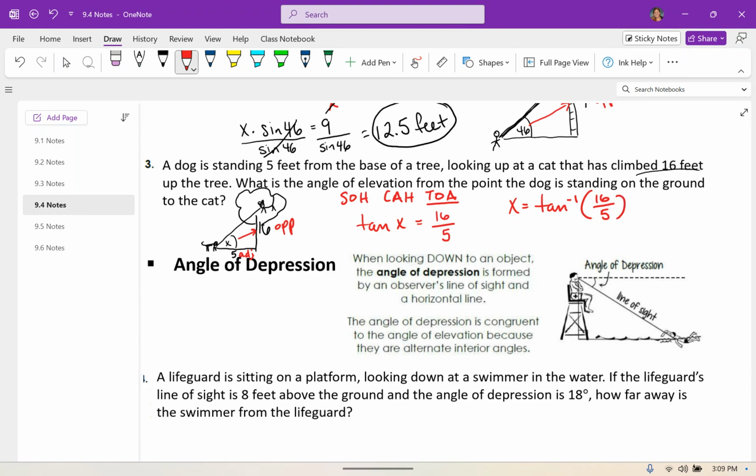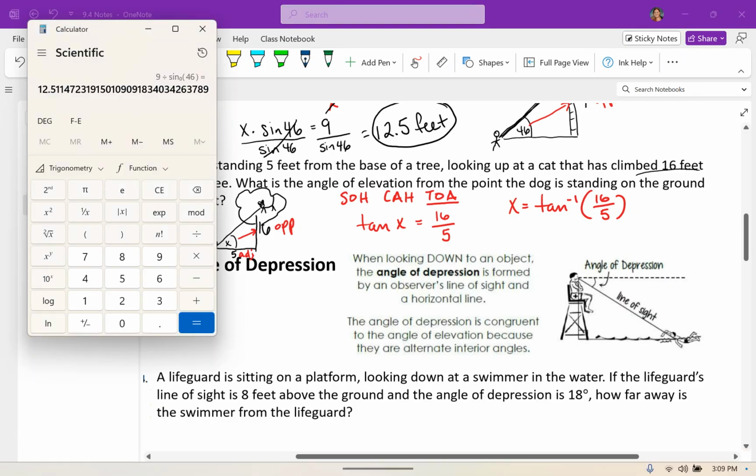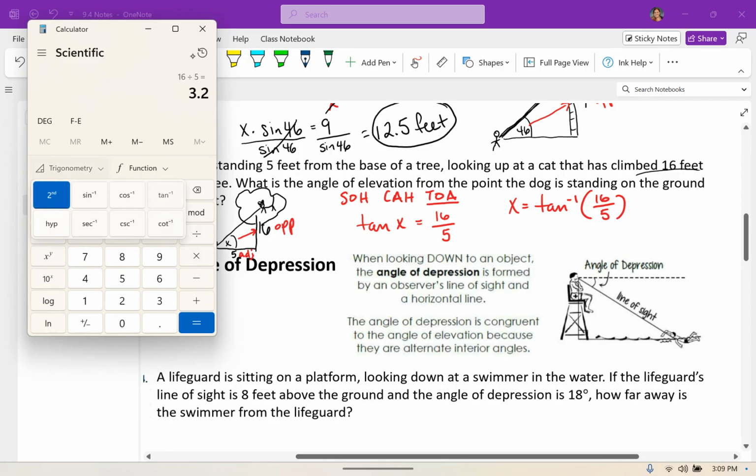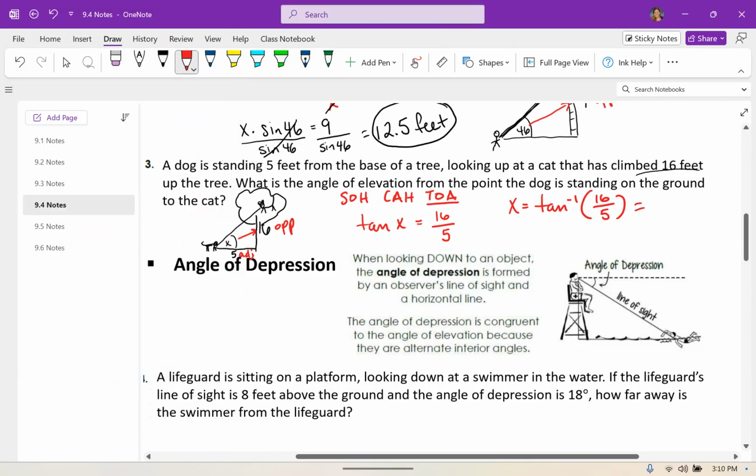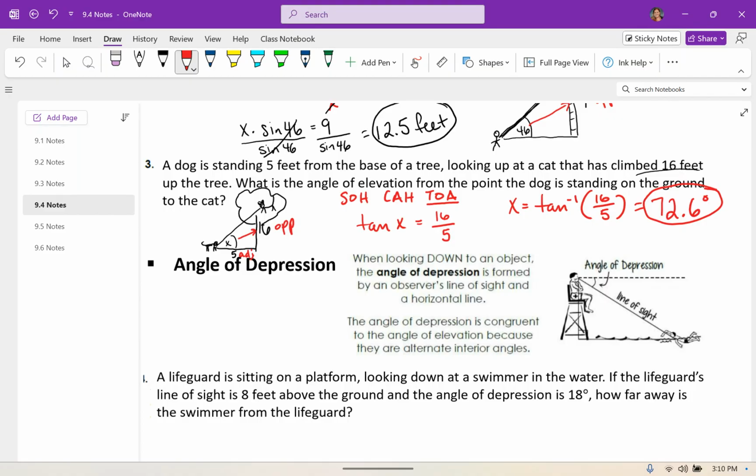So 16/5, inverse tangent, second tangent, is about 72.65 degrees. So about 72.6 degrees. Okay.